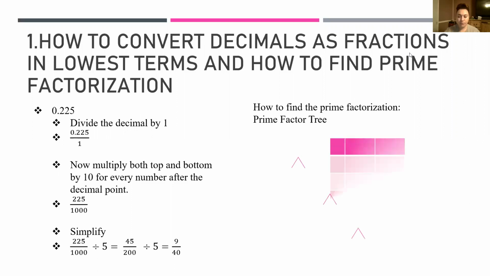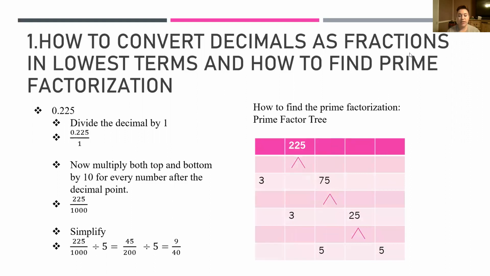Okay, so we'll start out with our little grid here. We'll do 225, and using prime numbers, we'll do 3. So 225 divided by 3 is 75, and then 75 divided by 3 is 25, and then 25, you can get 5 times 5 equals 25. So our prime factorization is 3 times 3 times 5 times 5.